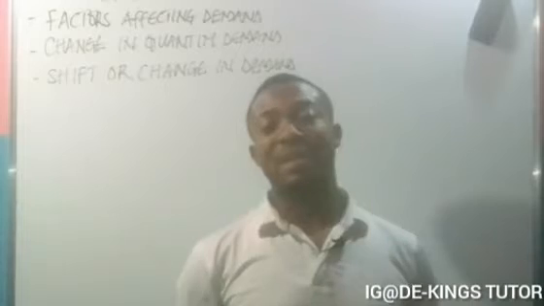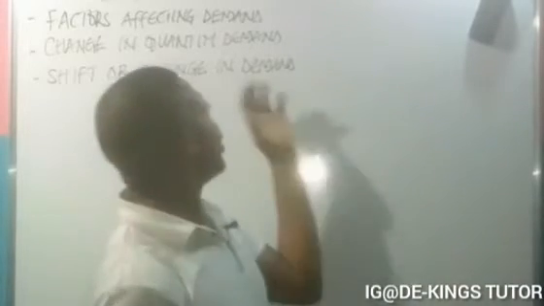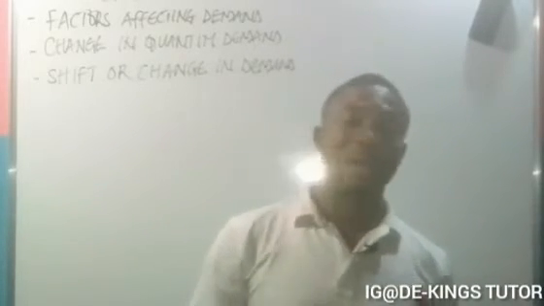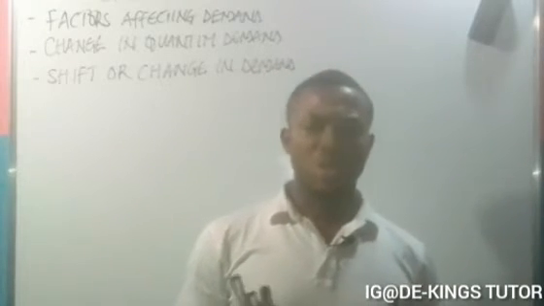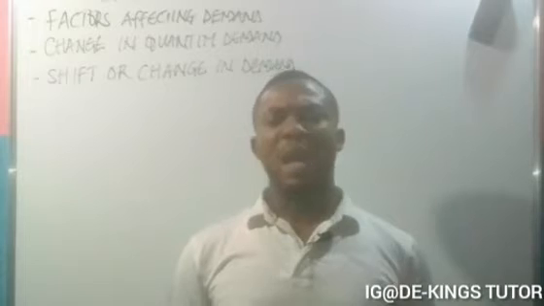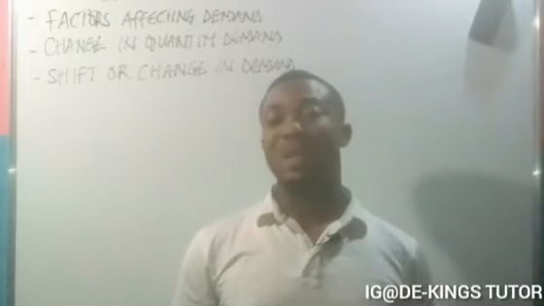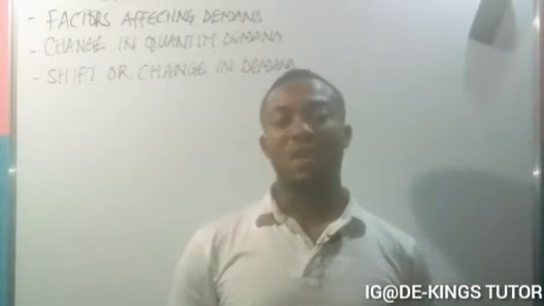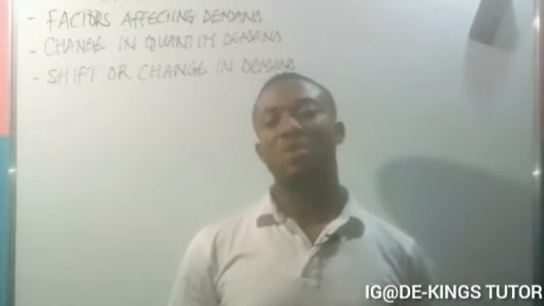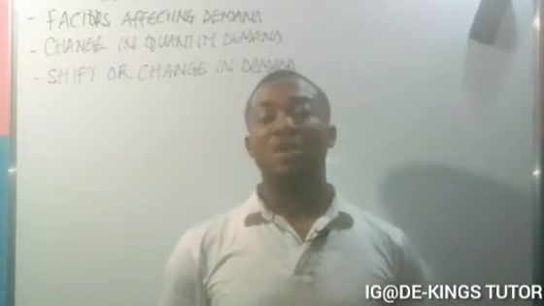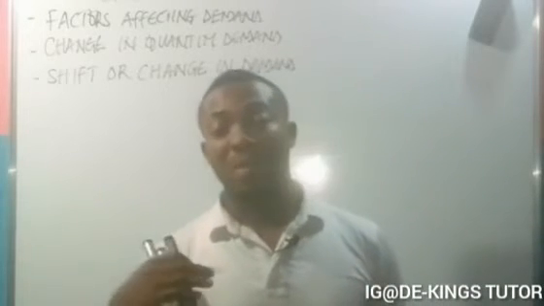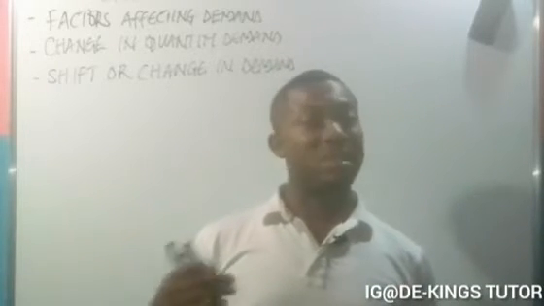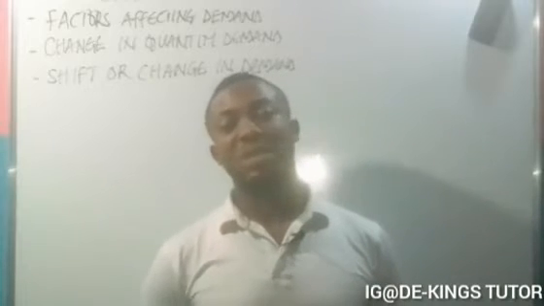Okay, so with the change in quantity demanded, we are trying to look at why there is a change in the quantity purchased by the consumer, and this is caused by only the price of the commodity itself. We say it's a movement along the same demand curve. A change in quantity demanded is of two types. There can be an increase in the quantity demanded and a decrease in the quantity demanded.